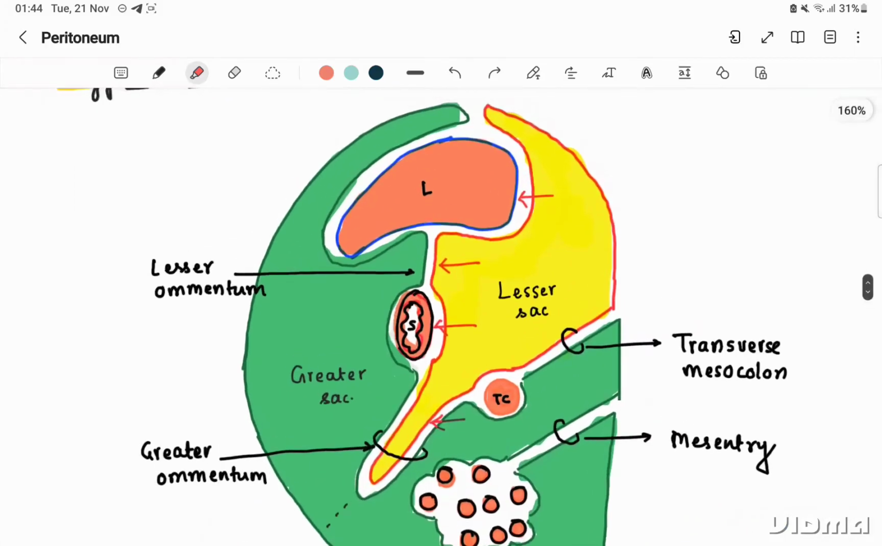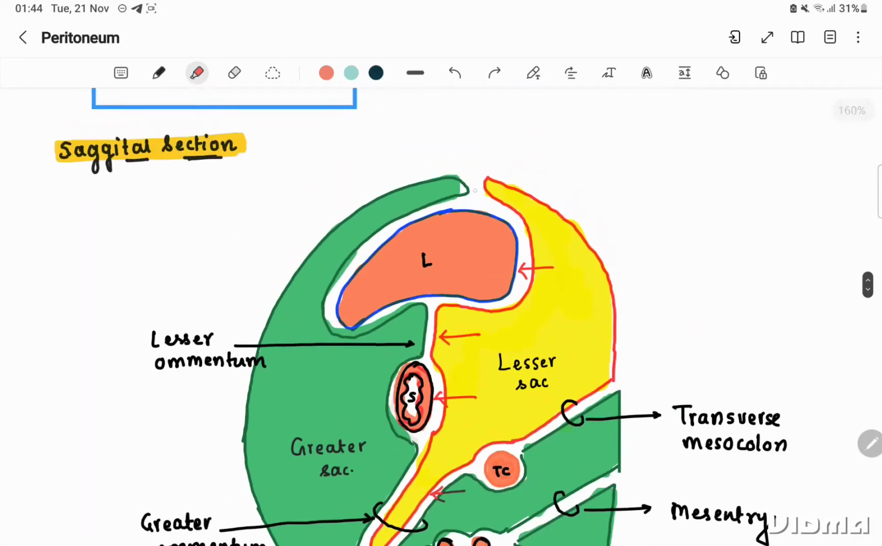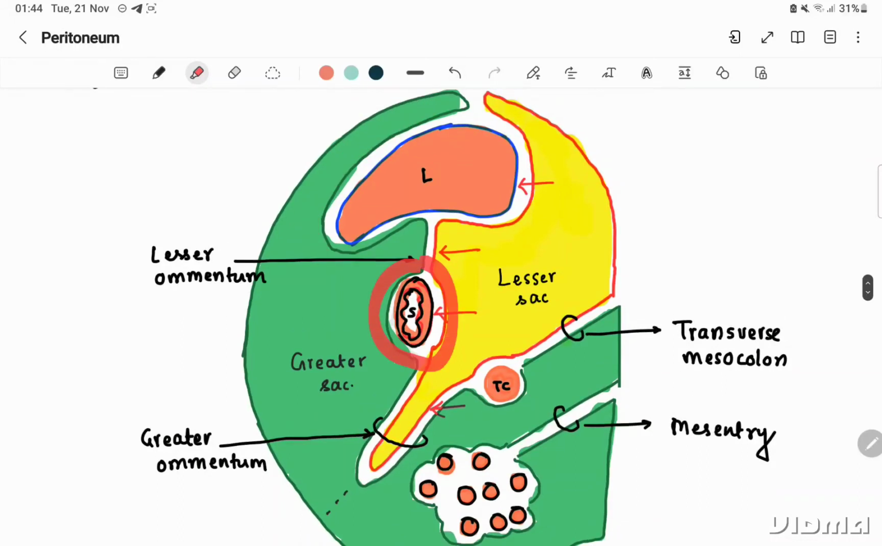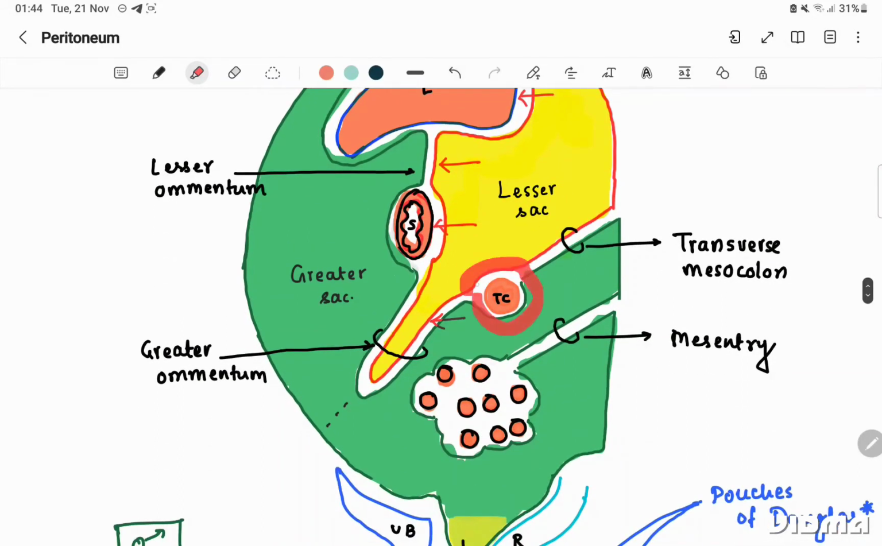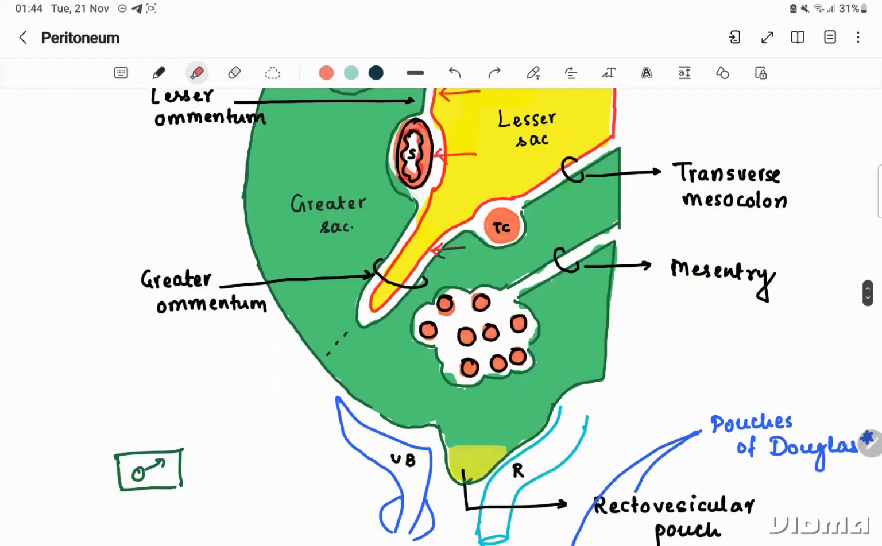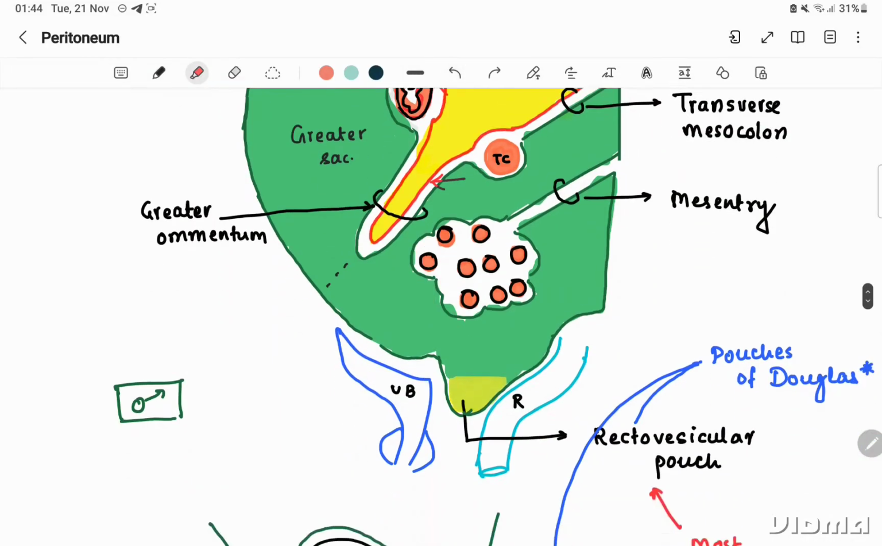So talking about the lesser sac: the liver is covered by a greater sac as well as the lesser sac, and the stomach also has greater sac and lesser sac, the transverse colon also has greater sac and lesser sac, and the mesentery is covered only by the greater sac.